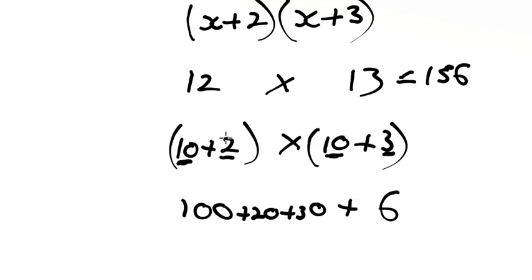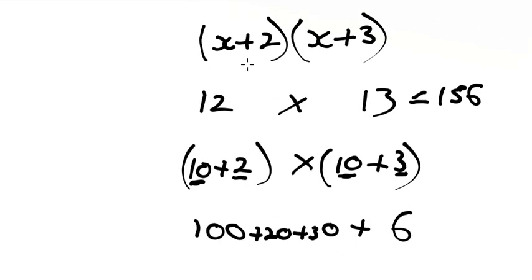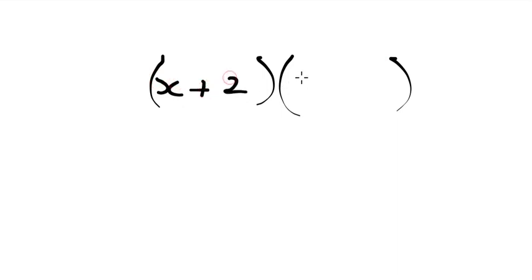So when we multiply out the brackets, we need to multiply every single part of the first bracket, the x and the 2, with every single part of the second bracket, the x and the 3. There's a couple of different ways to do this to keep track of it. We could do the underlining method, where we underline everything.